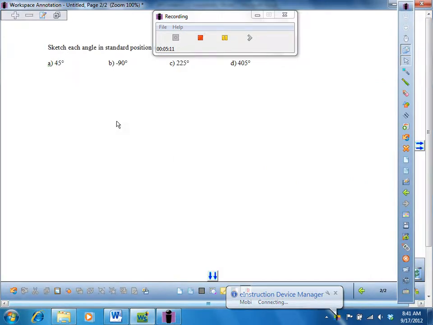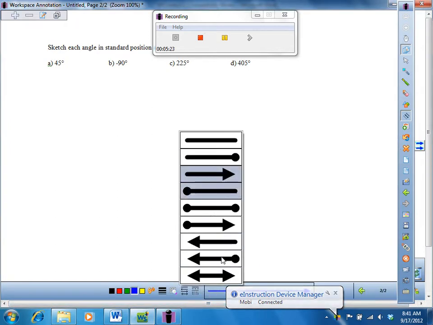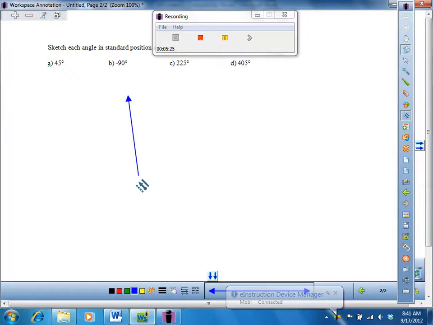So a 45 degree angle, that I think is pretty easy, right? Let's see if I can do this right. Yeah. Here's my X.